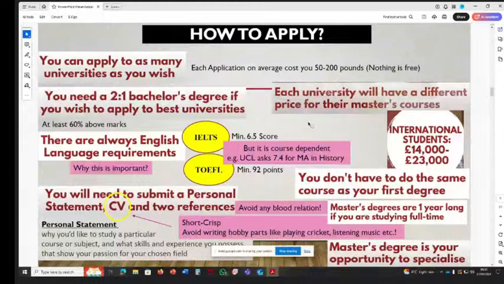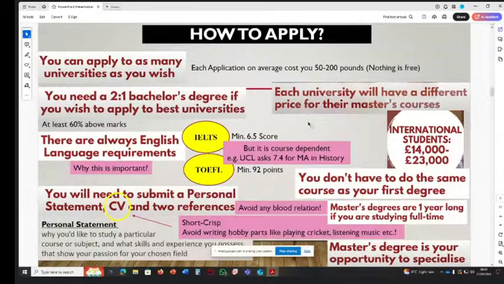You will need to submit a personal statement, a CV, and 2 references. Of course, the references should not be any blood relations. So it can be from your HOD or any professor, something like that. So make your CV as strong as possible, and make your personal statement clear: what skills you have, why you are interested in pursuing this course, what your dream is about this course. Don't add your hobbies to your CV, like playing cricket, music, etc. Just keep the CV as simple as possible.